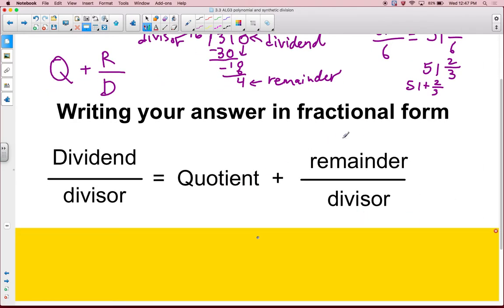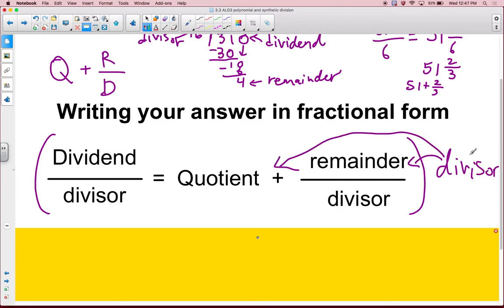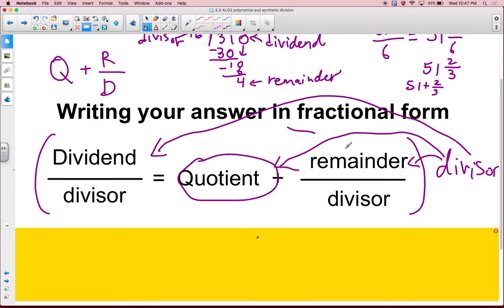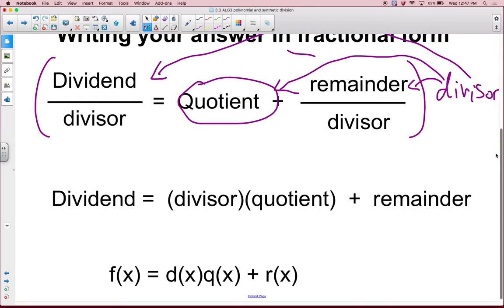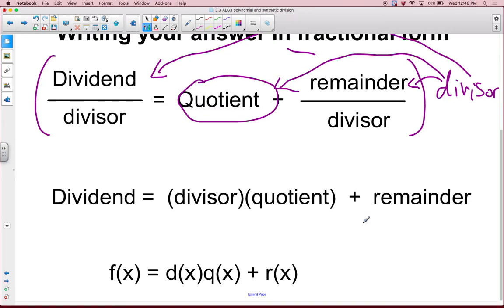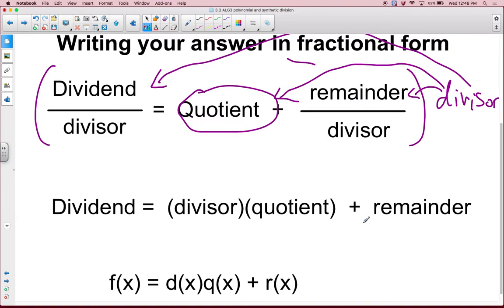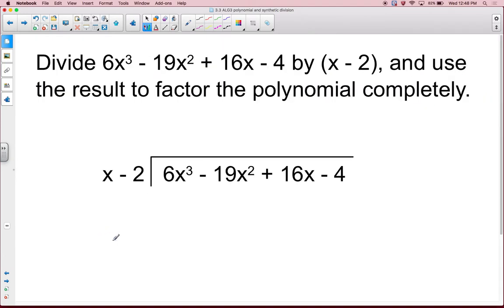And if we actually multiply everything here by the divisor, right? Here, here, and here. Well, the divisor will be left with this guy, and all the other ones will cancel out. So then we're left with the following. The dividend will be equal to the divisor times the quotient plus the remainder. And that's how we're going to be writing these as a fraction. So let's give one a try here. Okay, we're going to divide the following.